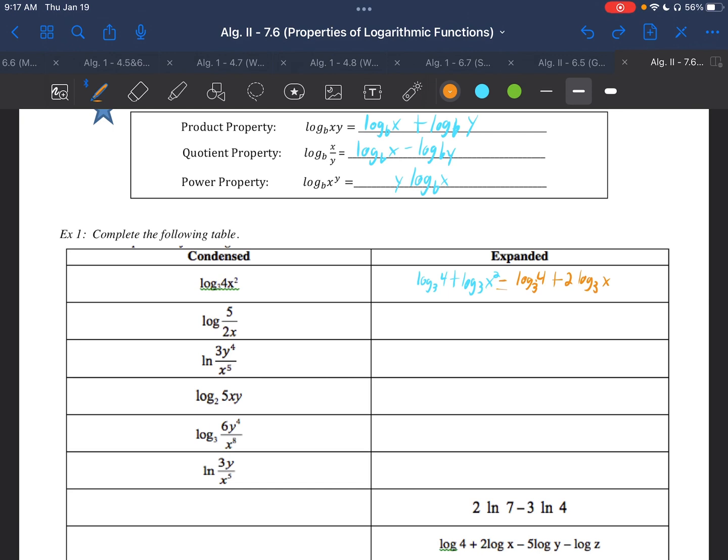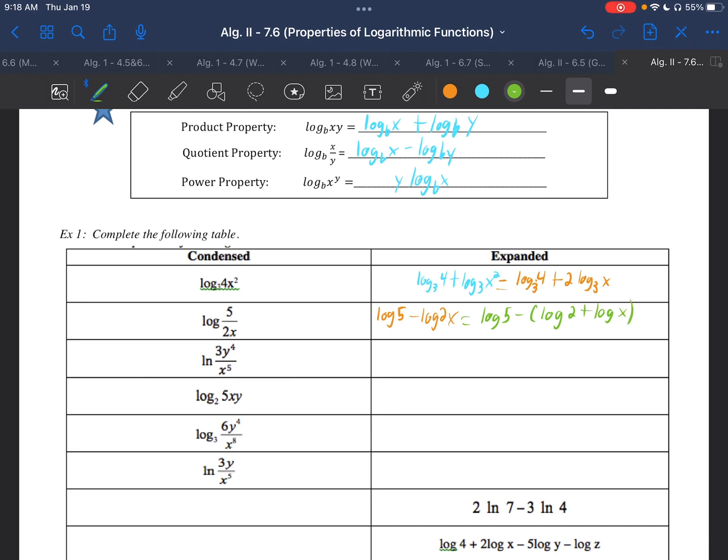On the next one, we have division, so we're going to use the other property. The next one, the division one, log base, we assume it's 10, but you don't even have to write the base if you don't want. Log of 5 minus, since we're dividing using the quotient property, log of 2x. And then we can expand that further by saying log of 5 minus the log of 2, which is log base 10 of 2, plus the log of x.